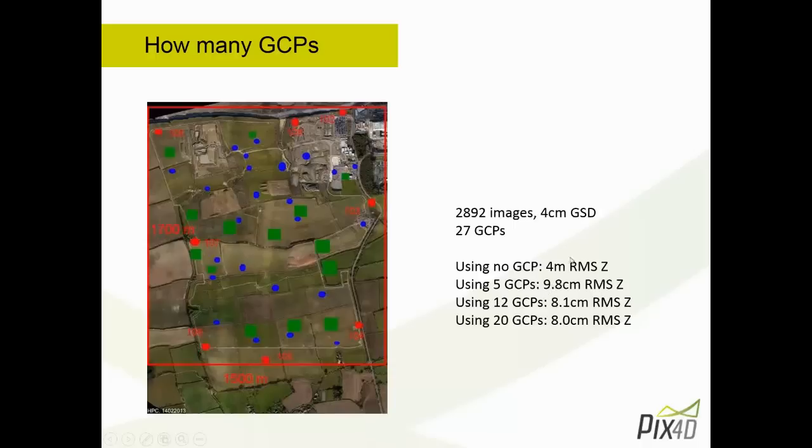What's very interesting from this table is that there is a huge difference from using 5 GCP, but then for this particular project, adding more GCP did not really improve much the accuracy, because the visual content and the overlap was so good that the error just from the images was already incredibly small.